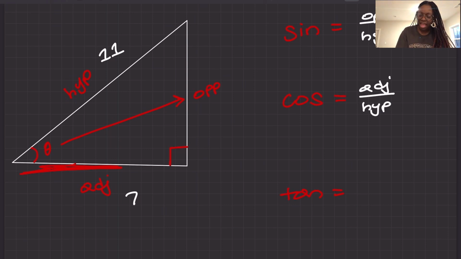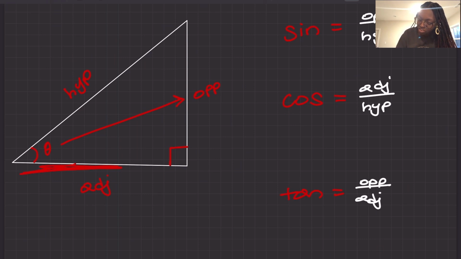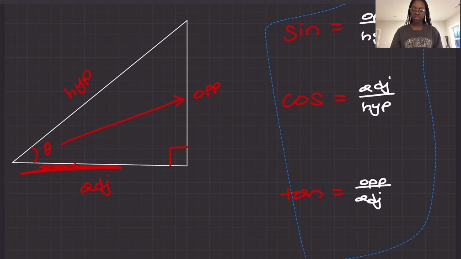And then lastly, you have your tangent, which is equal to opposite over adjacent. And so that's the measure of the opposite side over the adjacent side. So basically, those are the main three trigonometric identities. And then of course you have the ones that are opposite to those, the secant, cosecant, and cotangent.